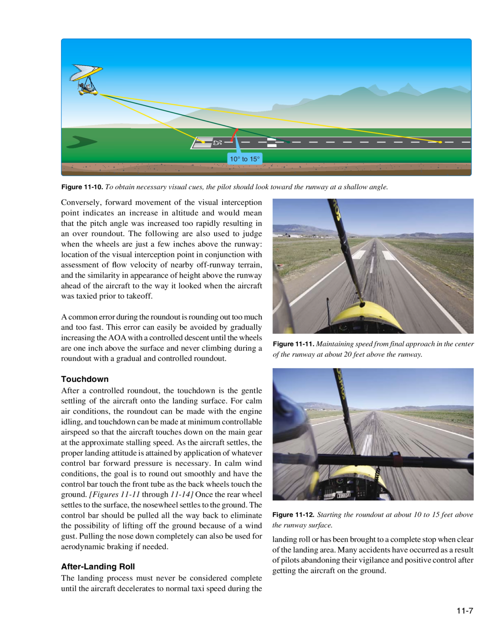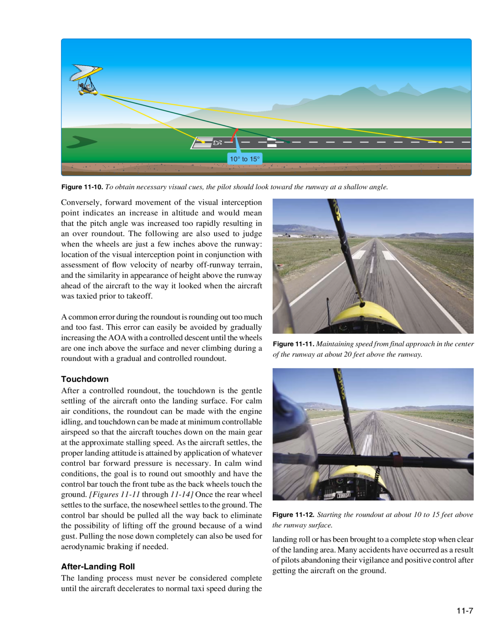Touchdown. After a controlled roundout, the touchdown is the gentle settling of the aircraft onto the landing surface. For calm air conditions, the roundout can be made with the engine idling, and touchdown can be made at minimum controllable airspeed so that the aircraft touches down on the main gear at the approximate stalling speed. As the aircraft settles, the proper landing attitude is attained by application of whatever control bar forward pressure is necessary. In calm wind conditions, the goal is to round out smoothly and have the control bar touch the front tube as the back wheels touch the ground. Figures 11.11 through 11.14.